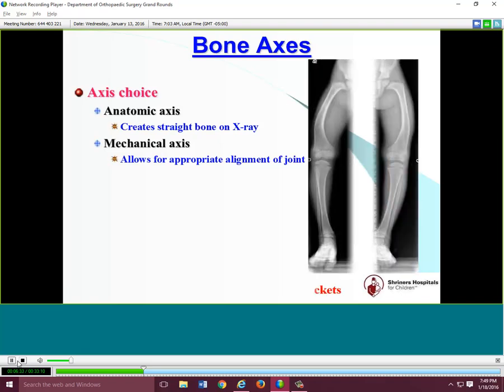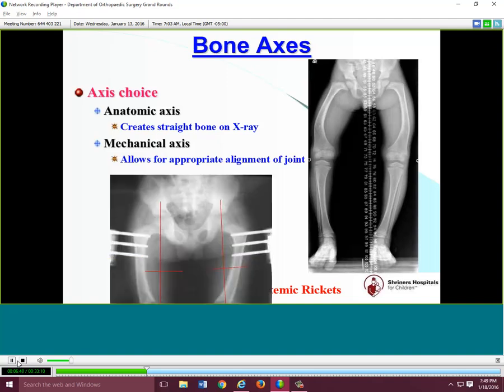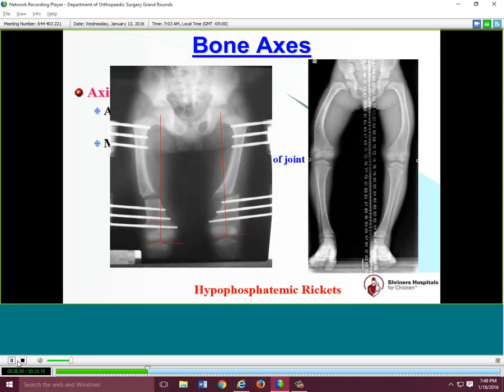In my work, I've gotten to the point of just saying the mechanical axis is the only one I'm interested in. Because if I took this child here with hypophosphatemic rickets and I tried to just straighten out the bone using anatomic axes, I would not be able to get the joint to line up well. Instead, if I use the mechanical axis, now I can get the hip and the knee to line up appropriately. And you'll see that the bone doesn't look very straight. The bone is actually somewhat crooked and even offset there. Kids, you heal up anything, so this did well.